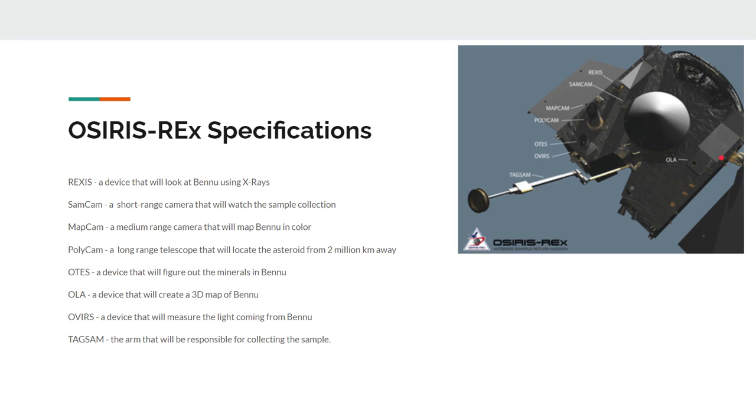OLA is a device that will create a 3D map of Bennu, while MapCam creates a 2D map. OTES is a device that will figure out the resources in Bennu. OVIRS is a device that will measure the light coming from Bennu, and TAGSAM is the arm that will collect the sample.